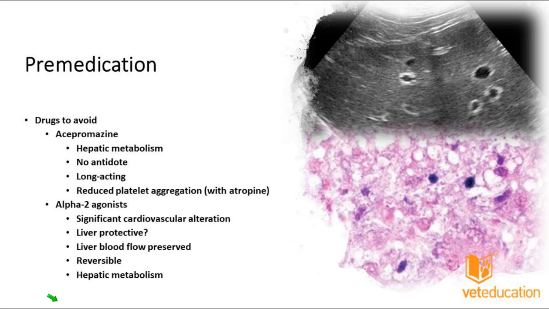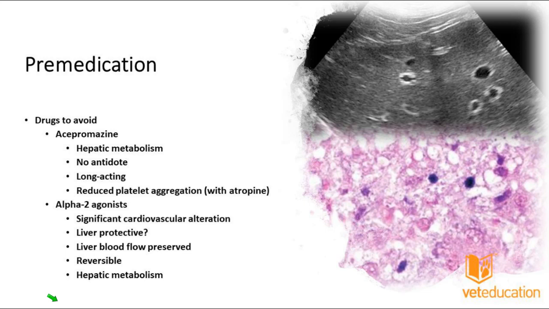Alpha-2 agonists, things like xylazine, dexmedetomidine, and medetomidine, are also best avoided simply because they cause quite significant cardiovascular alteration in our patients. There is some thought that they may be hepatoprotective. In one experimental study, they found that liver enzymes, a period of time after medetomidine administration to patients with liver disease, actually went down.